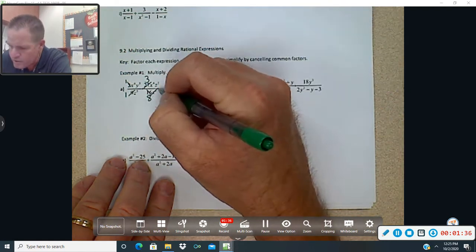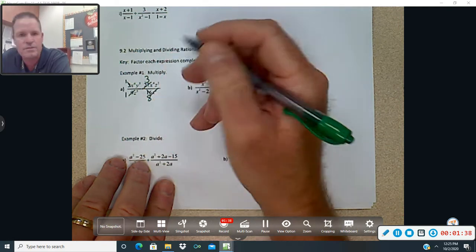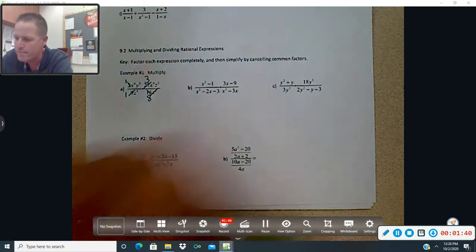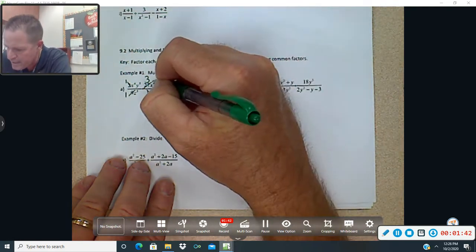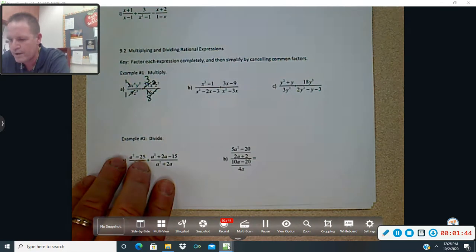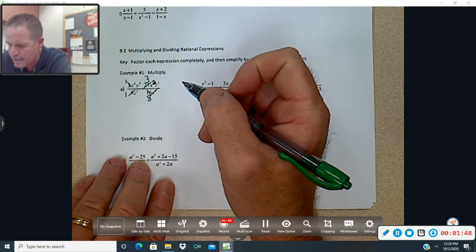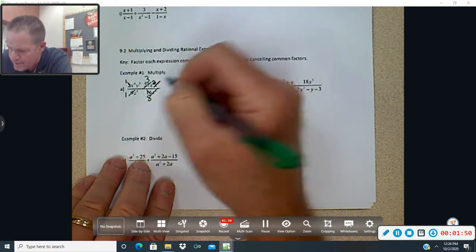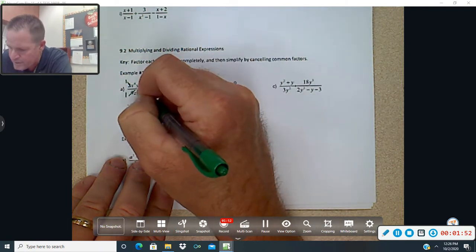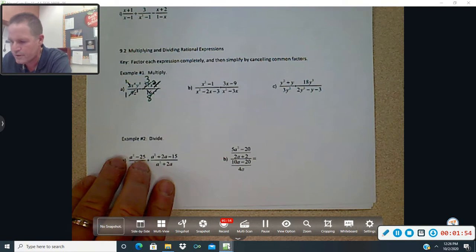So if I take 2 away from x to the 4th, well, x to the 4th has 4 of them. If we take 2 away, this is going to now be an x squared. We're going to do the same thing with the z's. There are 2 z's up here. I'm going to take 2 of them away from the z cubed to make it z to the 1st. And what's left over here is nothing that's going to cross cancel anywhere.